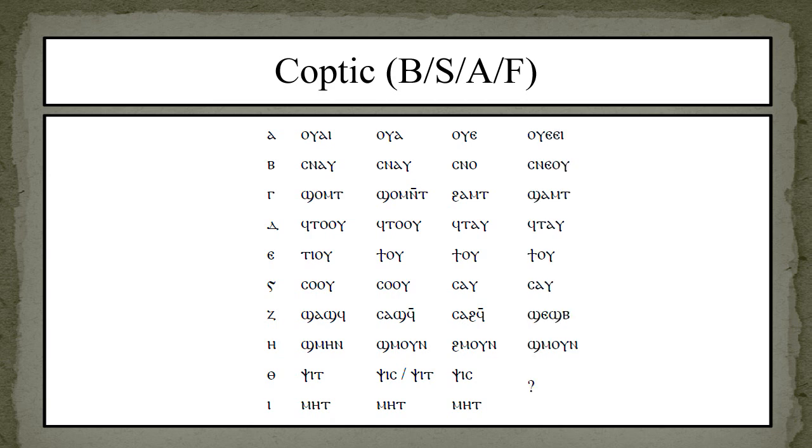And last but not least, Fayumic. Wei, Snau, Shamt, Ftou, Tiu, Sau, Sheshf, Shmun, and the numbers for 9 and 10 seem not to be attested.